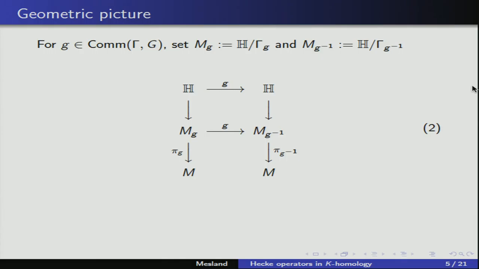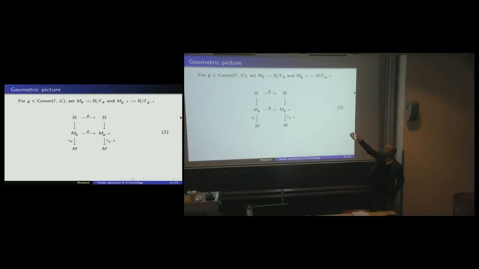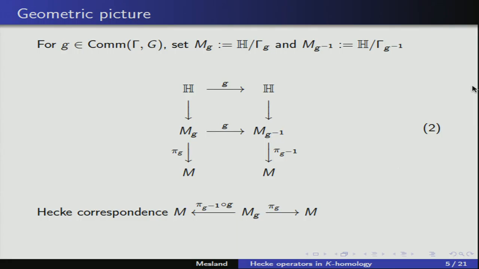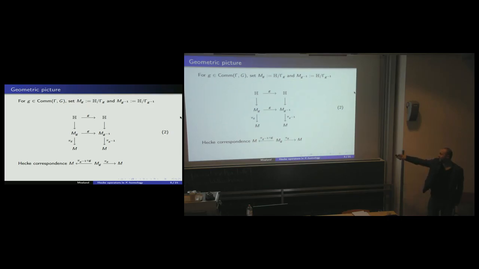So you get this picture where H is the universal cover of these manifolds, and there is the map g from H to H. This is an isometry. And H covers Mg and Mg inverse, which in turn cover M. And the bottom covering maps are finite covers. And this means that what you actually get is what is called a Hecke correspondence, because you get a cover of M and two maps out of it. So you have Mg, you have the usual covering map to M, and you have this somehow twisted covering map which goes via Mg inverse.